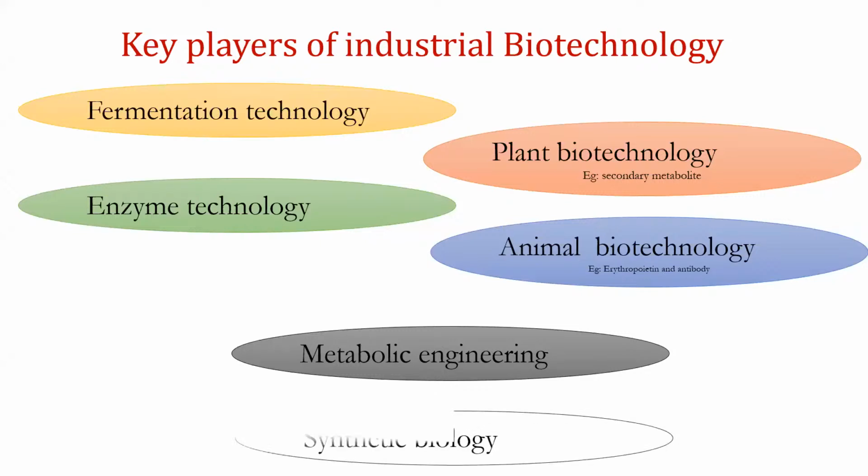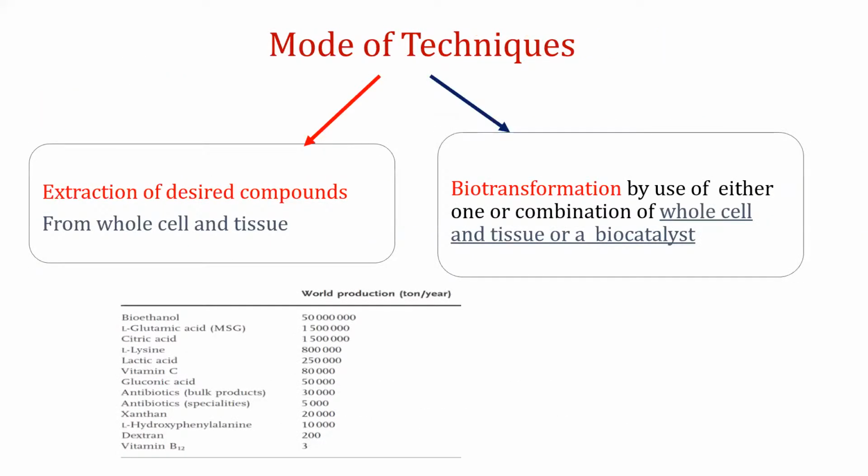Nowadays the term synthetic biology is coming into the picture. In synthetic biology, there is an automated system where we design our gene. We don't cut or paste or remove any gene, but we design our gene. We design our promoter, we design our gene segment, and then we use these genes to increase production. So what is the mode of technique which is used in industrial biotechnology?